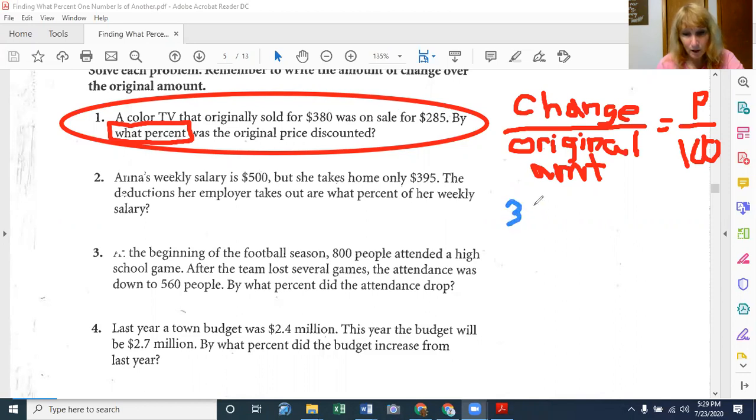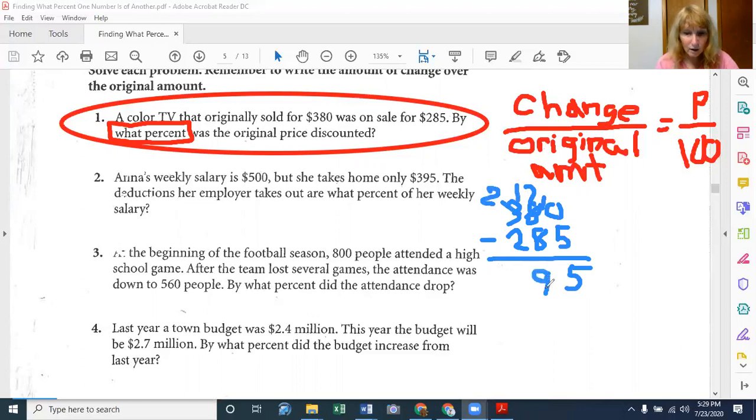380 minus 285 is our change. 8 becomes a 7. 10 from 5 is 5. 3 becomes a 2. This becomes 17 minus 8 is 9, right? And then 2 minus 2 is 0. So 95 is our change. So that's going to go on top.